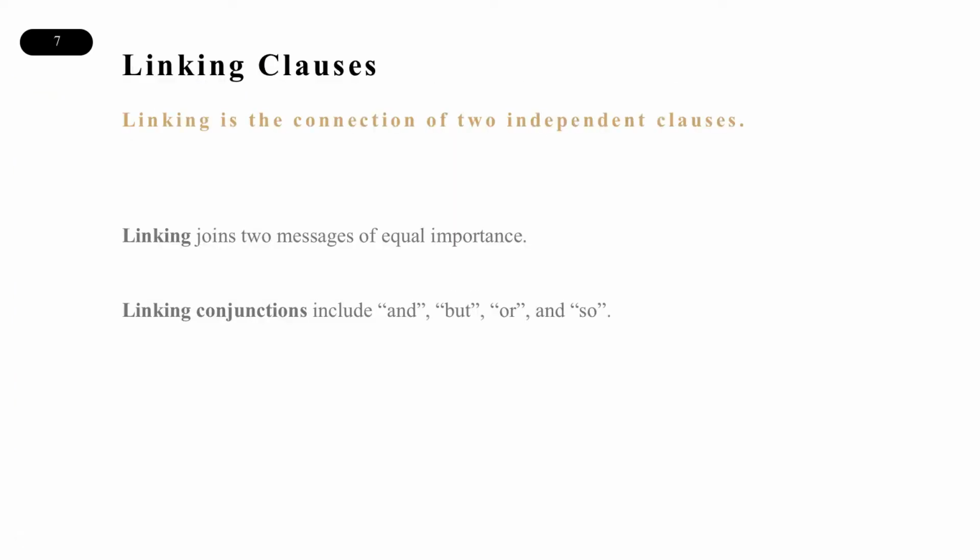Let's go on to linking clauses. Linking is the connection of two independent clauses. So linking joins two clauses or two messages of equal importance. The linking conjunctions include and, but, or, and so.